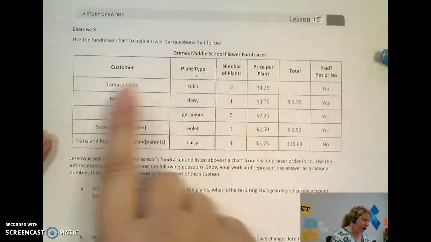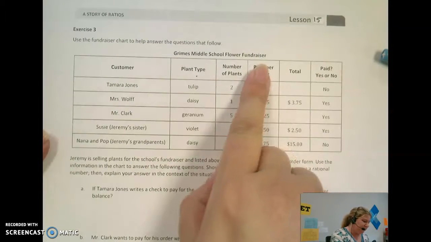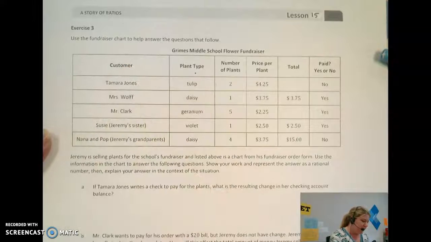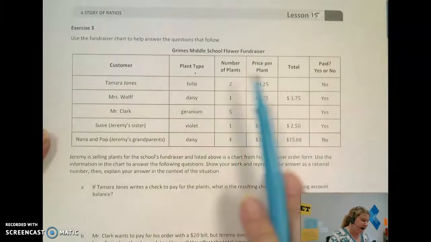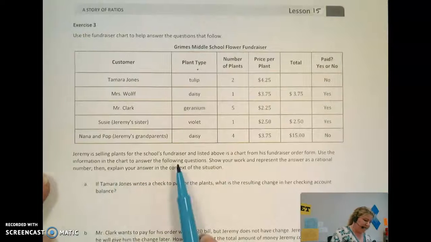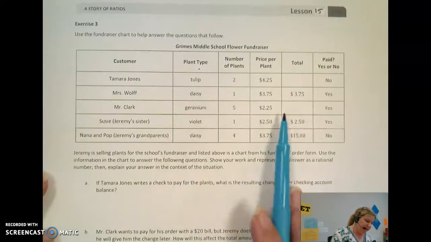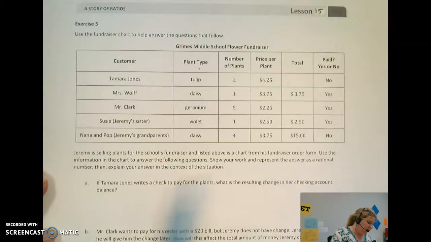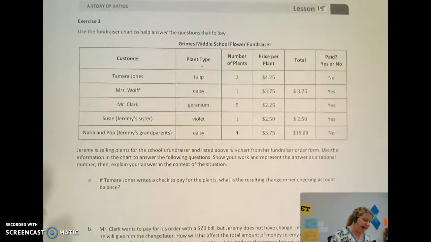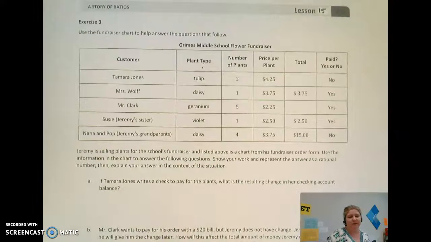This is a fundraiser chart. Looks like they're doing a flower fundraiser. We've got the customers, what kind of plants, the number, the price, and whether they paid or not. So, Jeremy's selling plants, school fundraiser. There's our chart, the order form. Use this information to answer questions. Show our work and explain your answer in context of the situation.